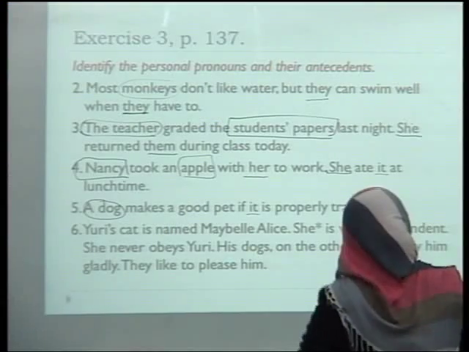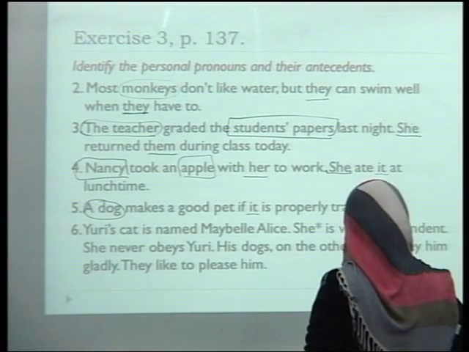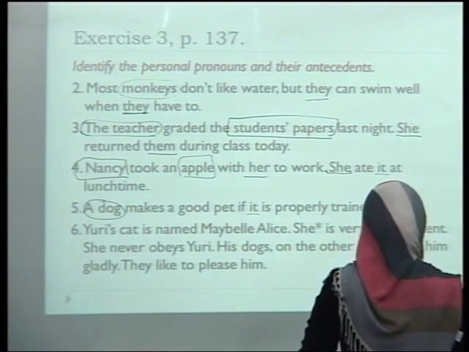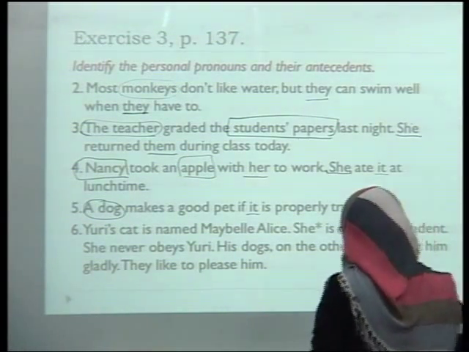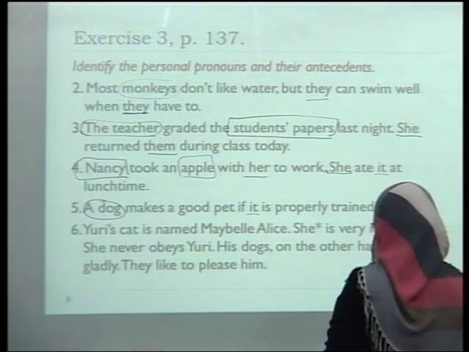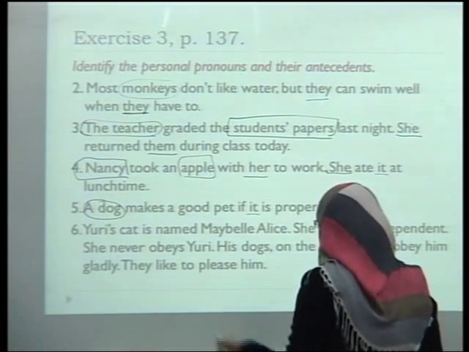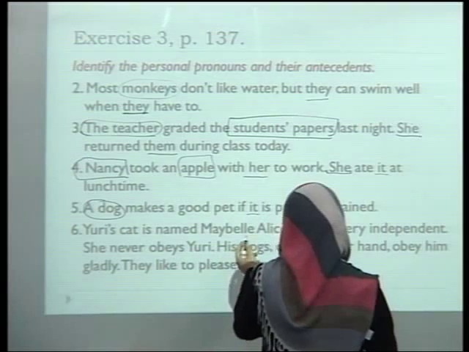Yuri's cat is named Billy Alice. She is very independent. She never obeys Yuri. His dogs, on the other hand, obey him gladly. They like to please him. First, Yuri's cat is named.